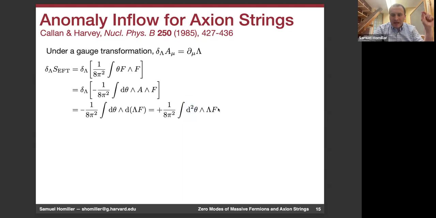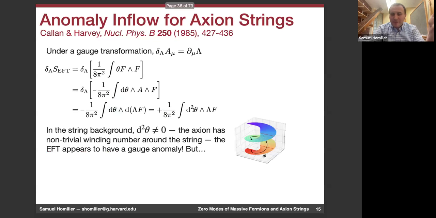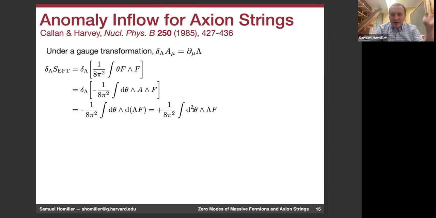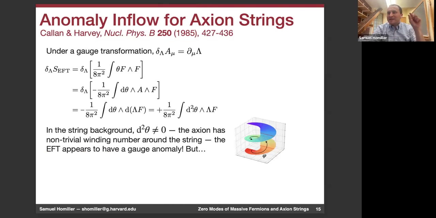Okay. And the first time you do this, you look at this and you say, good. If I know my differential forms, d squared on anything is going to be 0. And then I would find that the theory is gauge invariant. But that is not true in the contexts where you have winding. And with winding, you're not on a regular manifold. And so this d squared of theta is not 0, precisely because of these windings. So it comes out to be, I think, 4 pi.